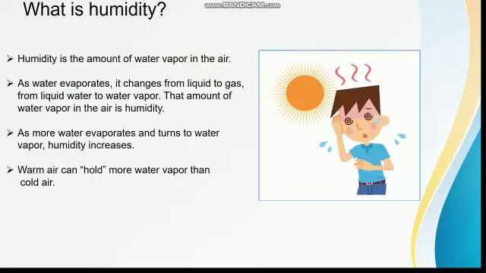What is humidity? Humidity is the amount of water vapor present in the air. When water gets heated, it changes from liquid to gas, that is, from liquid water to water vapor and escapes into the atmosphere. So, the amount of water vapor in the air is called humidity. As more water evaporates and turns to water vapor, the humidity increases. Warm air can hold more water vapor than cold air. That is why we feel more humid and sweaty on a hotter day.